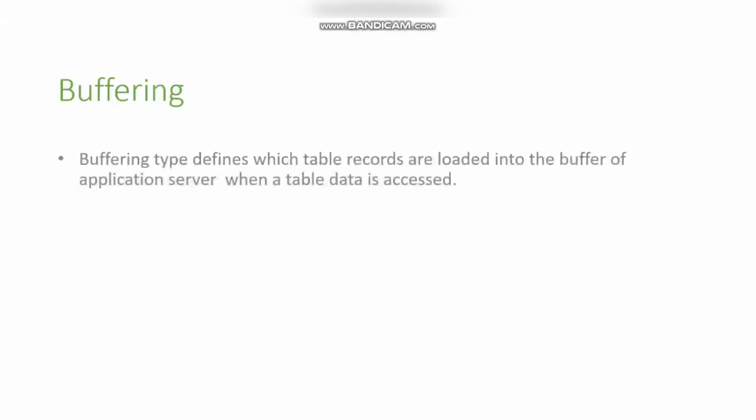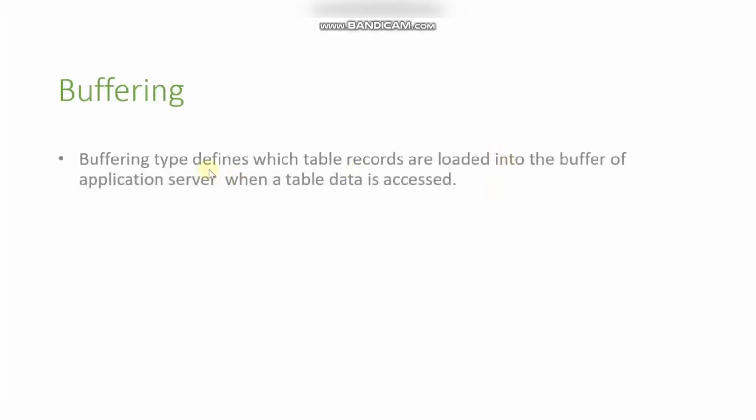So when do you have to enable the buffering? If you are hitting a table multiple times and you need the table data in different variations and you will be accessing it very frequently, then in that case you have to go with buffering. So where will the data be stored? In the application server, the buffering data will be stored.